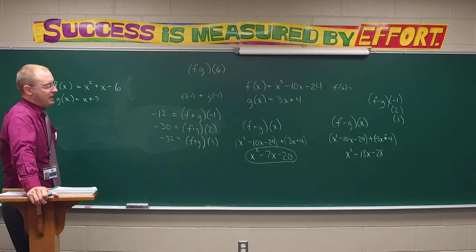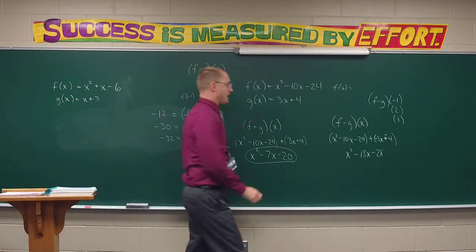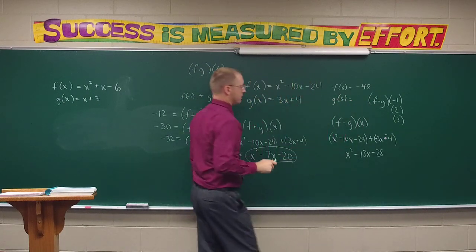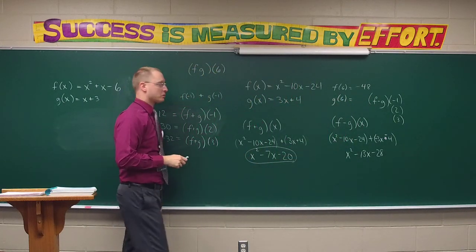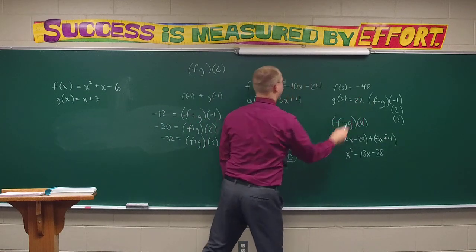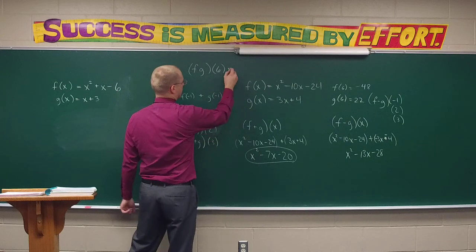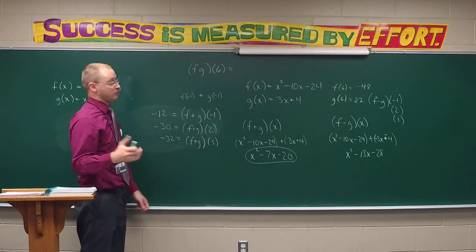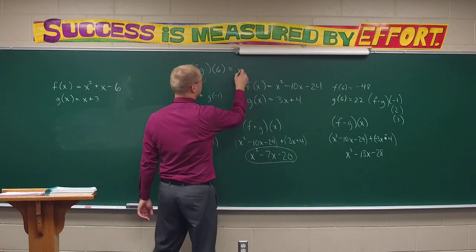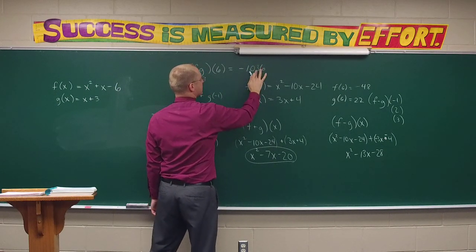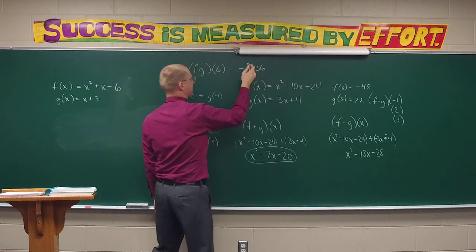And what do we get? Negative 48. And then find g(6). What do we get? 22. And then on your calculator, do what with them? Multiply them. (fg)(6), you multiply, get an obscenely small negative. Negative 1056? That sounds good.